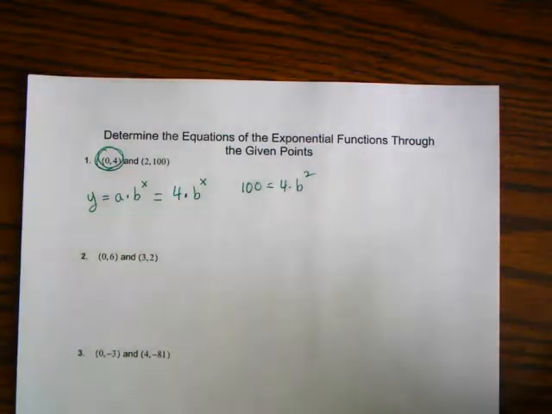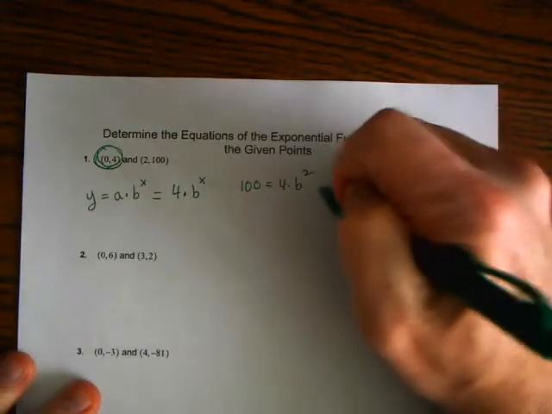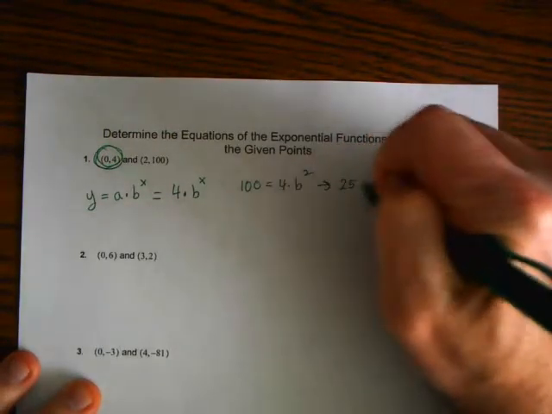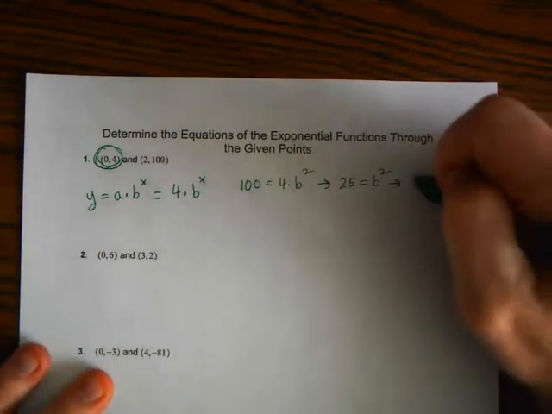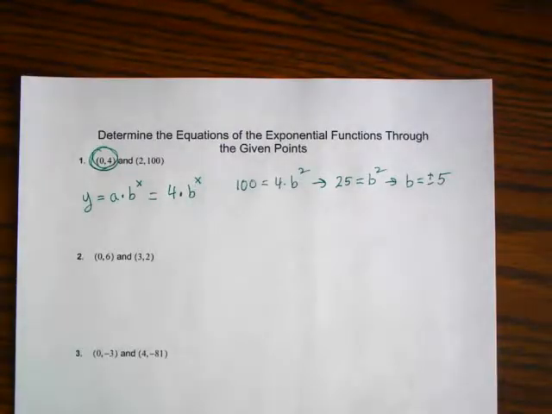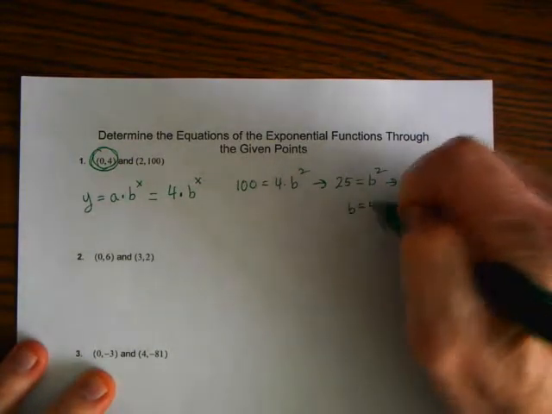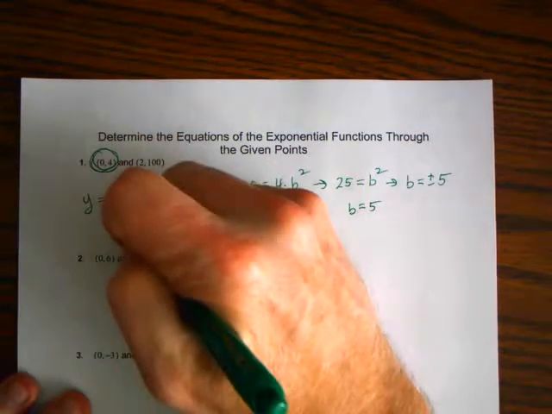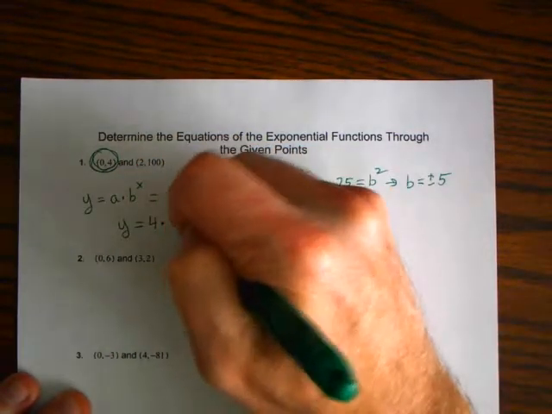And then this comes back to what we were doing at the end of the first video. How do you get that b all by itself? Well, you divide both sides by 4, so you're going to have 25 equals b squared, and then you do the square root of both sides, and normally we would write b as plus or minus 5. Square root of 25 happens to be plus or minus 5, except you've got to remember in the previous section our definition of exponential functions, the only b number we pick is the positive one, so b has to be the positive value. All right, so the answer to problem 1 is y equals 4 times 5 to the x.